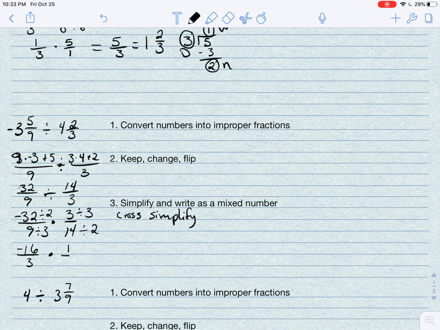Over here you're going to have 1 on top. 14 divided by 2 is going to leave us with 7. So now you have negative 16 times 1. That's going to give us a negative 16. And then 3 times 7 is going to give us 21. This is a proper fraction, so we don't need to convert it, and it is in simplest form.